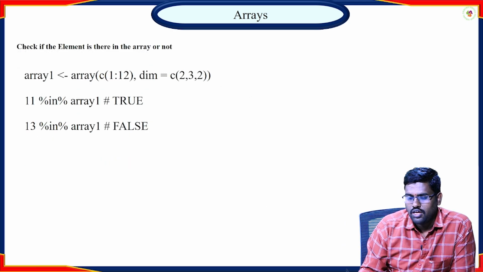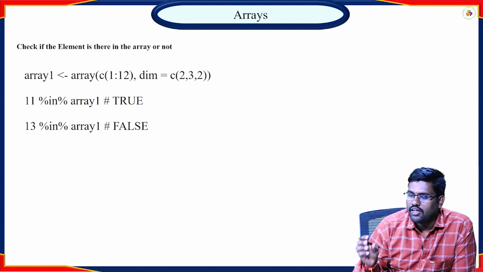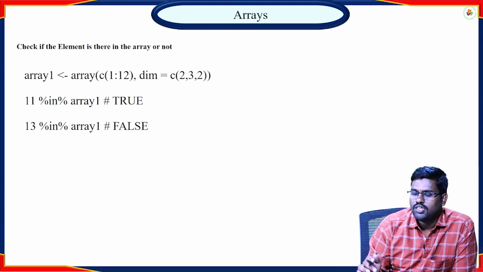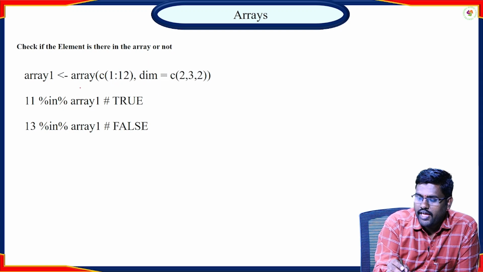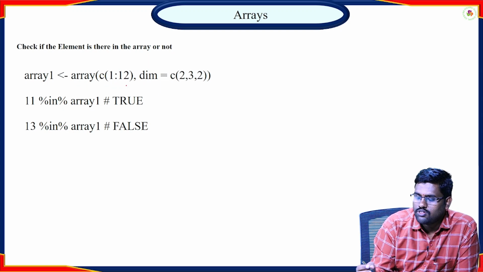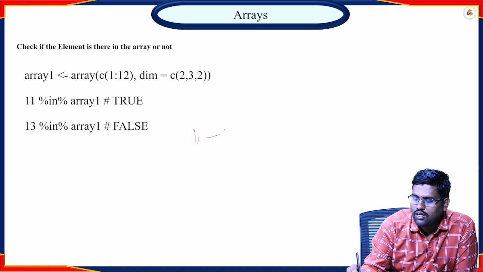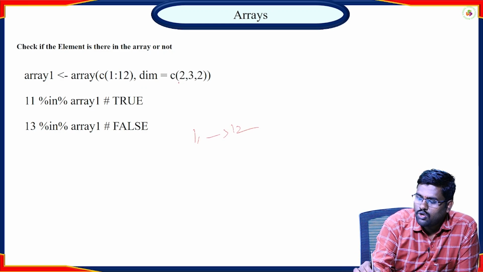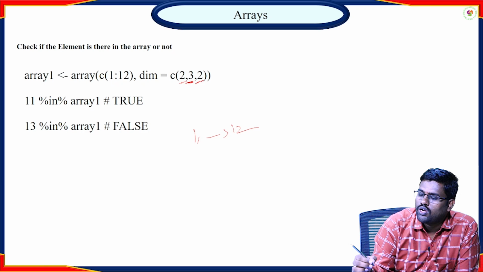For example, if I want to check whether a given element is available in the given array or not, the syntax is array of c of 1 colon 12. That means the numbers starting from 1 up to 12 are there. Now dim equal to 2 rows, 3 columns, and 2 times it will be executed.